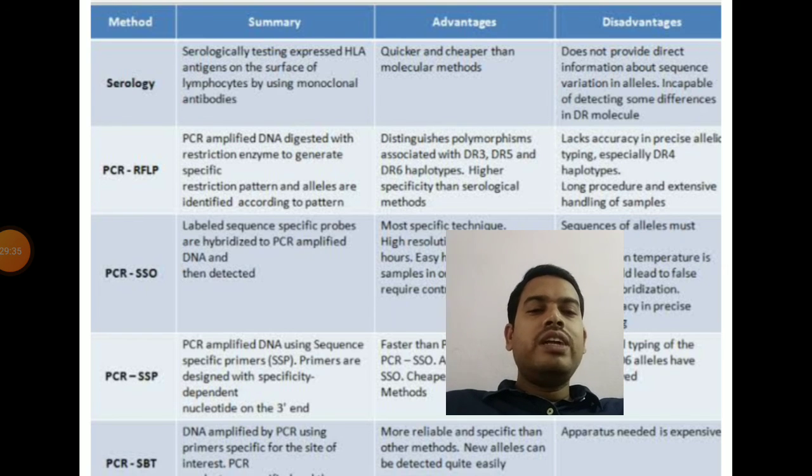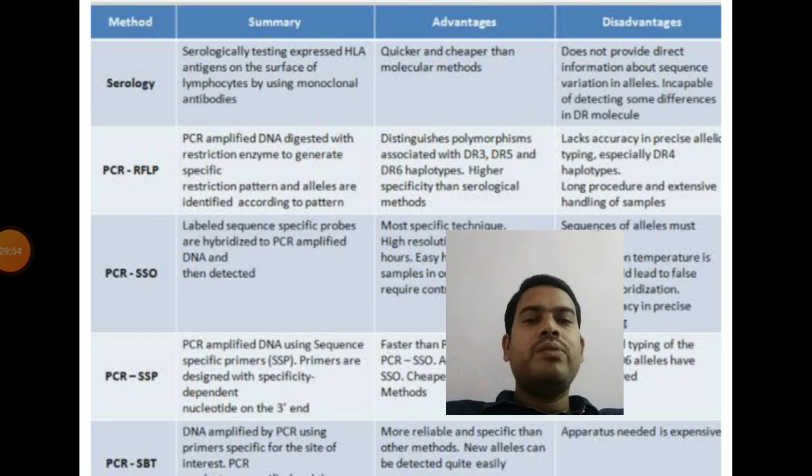Before the invention of Southern blotting and PCR, this method was used, and it does not provide direct information about the sequence variation in the alleles. So you cannot find the difference in the alleles of the HLA using this serological method, since you are using just monoclonal antibodies.